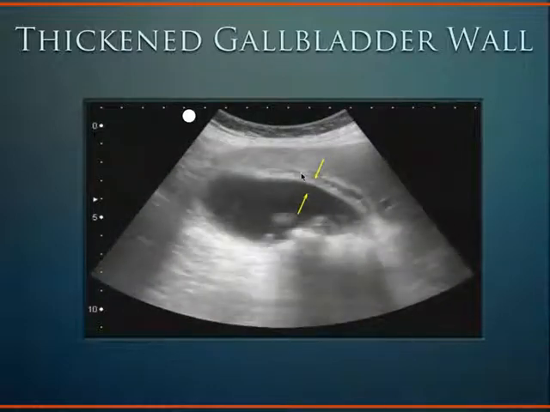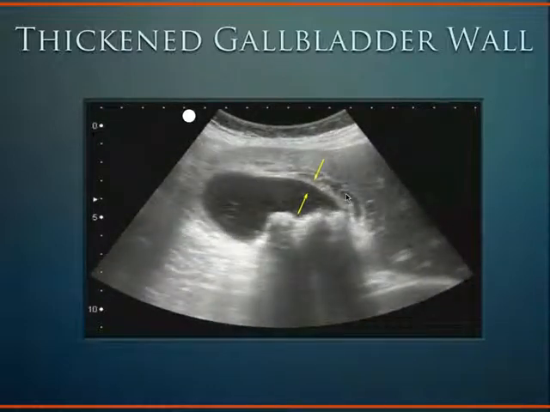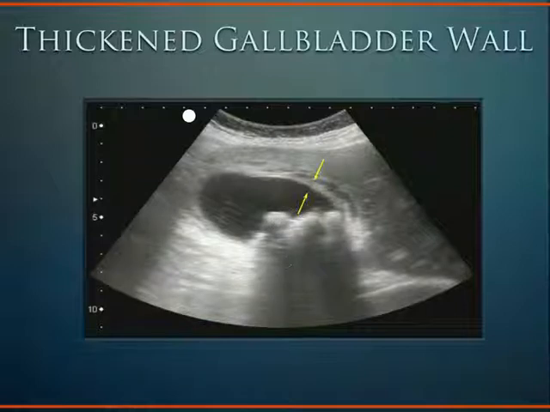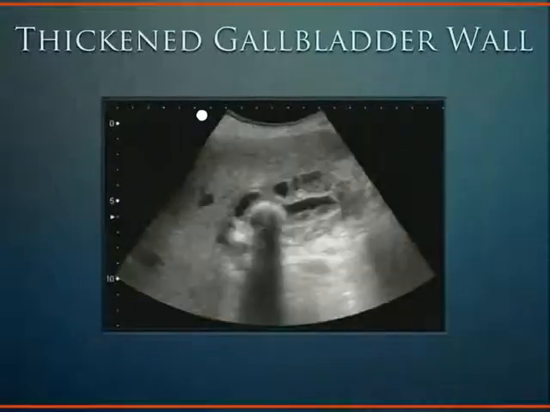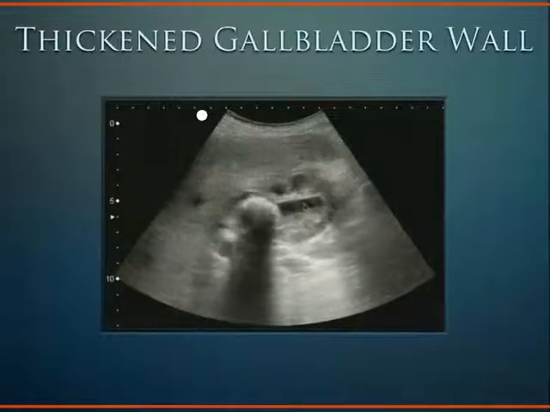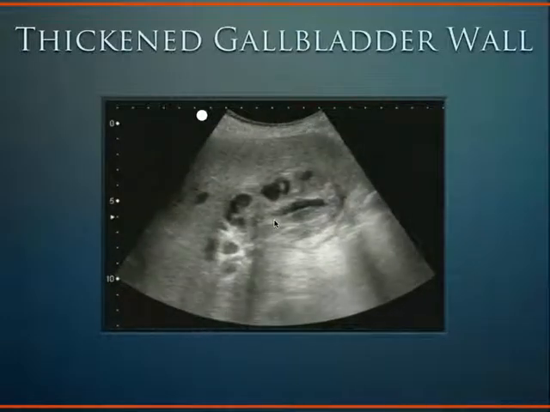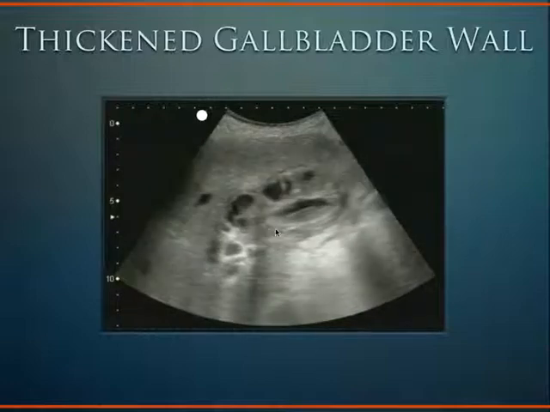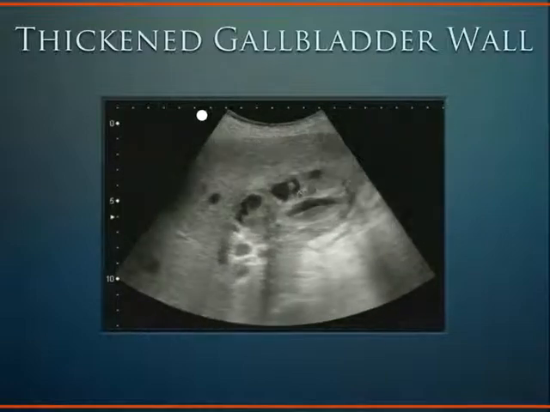We can see it's very edematous. We can see the edema in that gallbladder wall. We can see gallstones causing shadowing here. And this is just a case of acute cholecystitis. Here's another example. This is the lumen of the gallbladder, and we can see there was a stone here a minute ago as we fan through it. And this is the wall of the gallbladder.